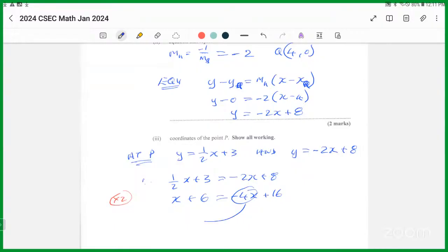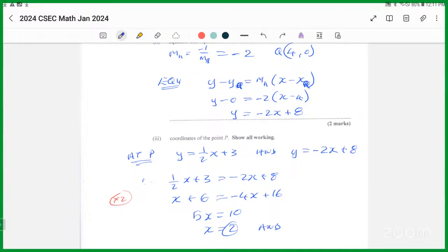Take this first, bring it over and add to that x, we get 5x. Everybody can see that, 5x. Take this 6, go over there and subtract from the 16, we get 10. Divide by this 5, we get x equals 2. Now when x is equal to 2, we can put that 2 right here and then add the 3, or we can put it right here and then add the 8. Anyway, true.